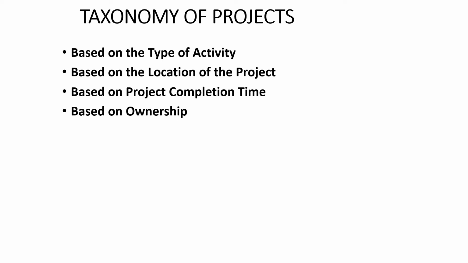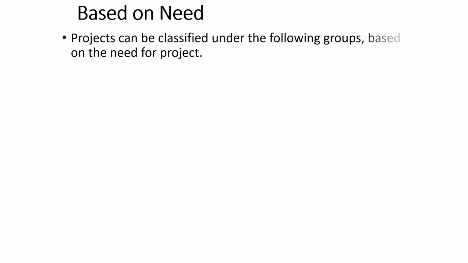Then the ownership type, and last, which is the most important type of differentiation of the project, is based upon the needs. Projects differentiated on the basis of their needs. So differentiation of the projects based upon their needs is primarily very simple. If you put logic to it, then most of the types you will be able to identify on your own. But let's see how textbooks are differentiating the project on the basis of their need.